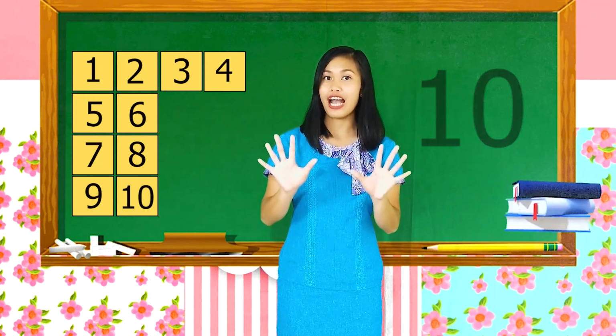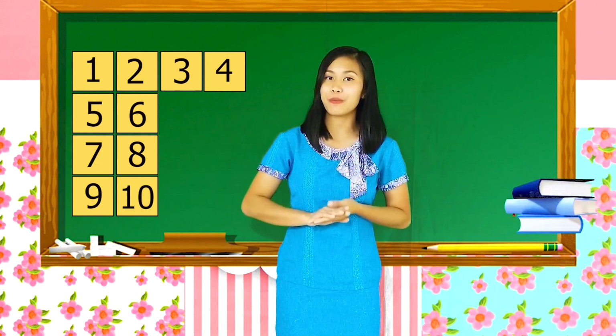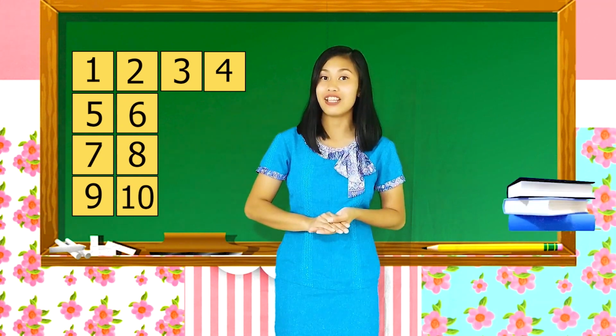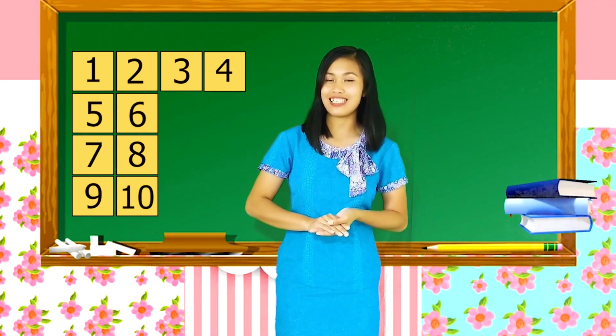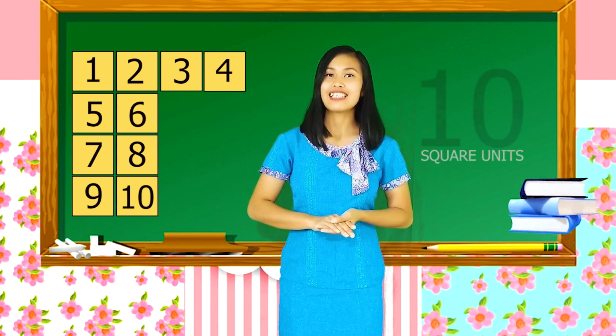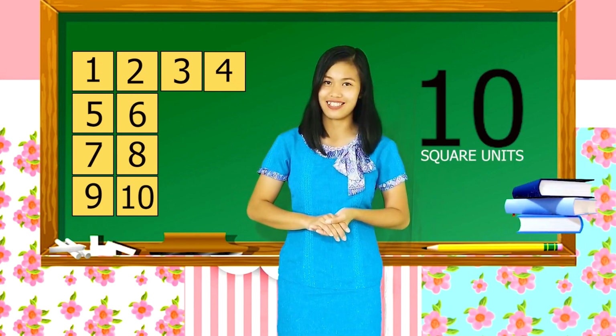So therefore, the number 10 is the number of square tiles in the shape. What is the area of this shape? Very good. 10 square units. What about this shape? Can you find the area of this shape?